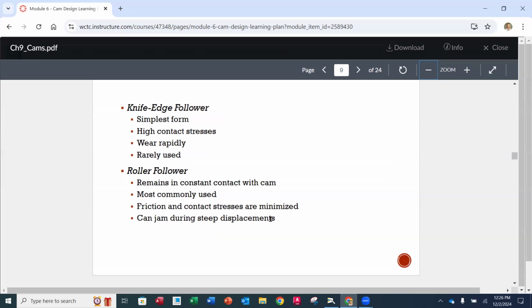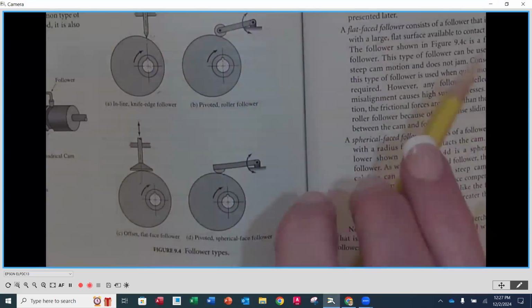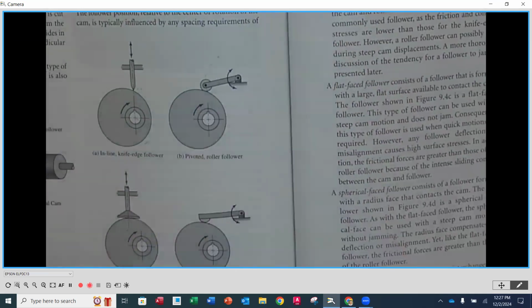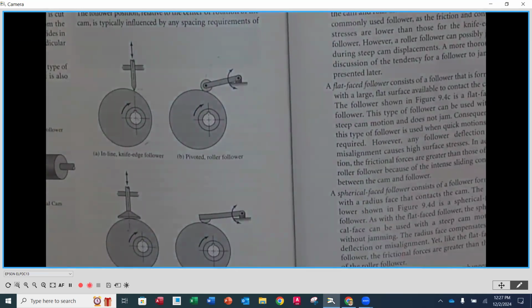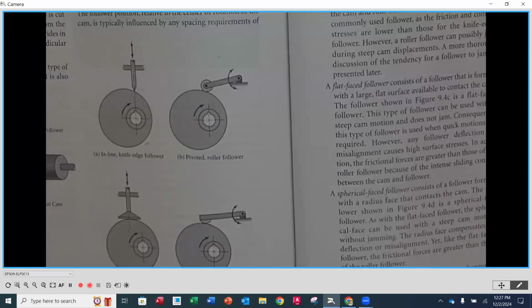It needs to remain in constant contact with the cam itself, as do all followers, quite honestly. Otherwise it's not following what it's supposed to. So there, we see that there's means of keeping it in contact. It is the most commonly used, and friction and contact stresses are minimized because most often, if we look at a roller underneath here, a lot of times it's going to incorporate a ball bearing. And ball bearings are going to be lubricated. There's going to be very little resistance to rotating, so they have a lot less friction that they have to overcome.